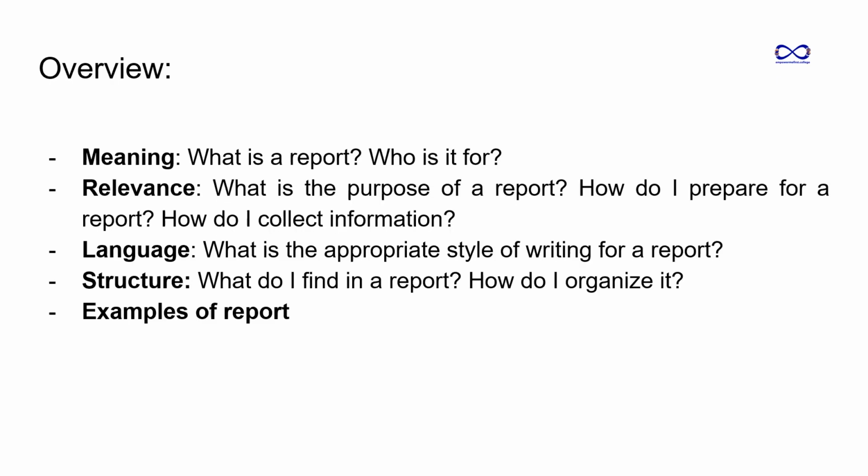To prepare you for this, the English language and literature syllabus requires you to learn the proper format and structure of a report. So in this lesson, we will look at the meaning, what is a report, who is it for, relevance, what is the purpose of a report, how do I prepare for a report, how do I collect information, language, what is the appropriate style of writing a report, structure, what do I find in a report, how do I organize it, examples of reports.